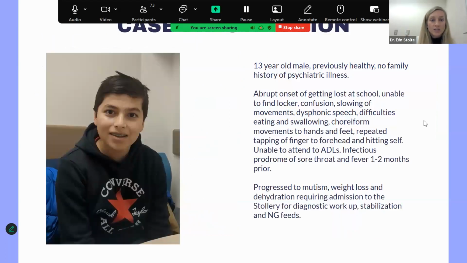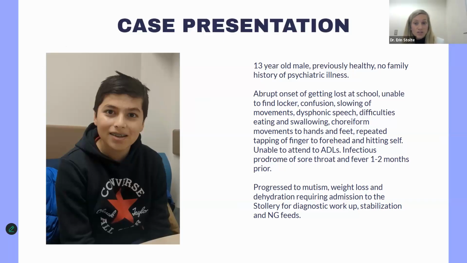I'm going to move on to a case presentation that Dr. Dary and myself were involved with. This is a now 13-year-old male who presented when he was 12. He was previously healthy, with no family history or personal history of psychiatric illness, and was attending a science and technology program, quite high-functioning academically. A couple of weeks after a viral infection, he abruptly began getting lost at school. He was unable to find his locker.